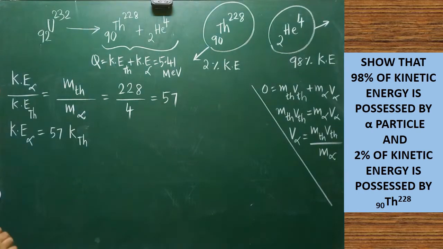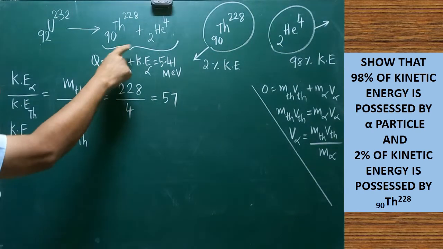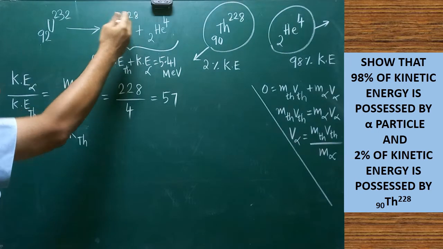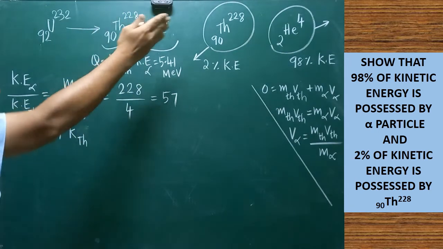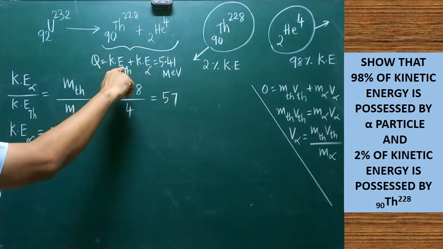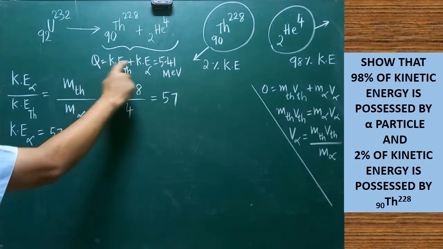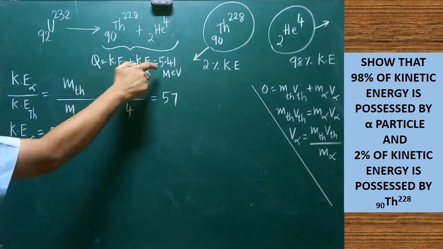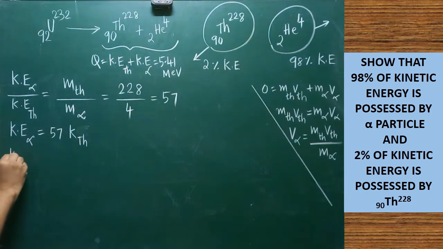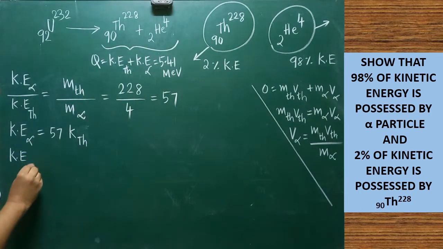Now, already I have written the disintegration energy which is released in the process, that is utilized for the kinetic energy of thorium and kinetic energy of alpha. That Q value was already calculated. So take this expression here, kinetic energy of which one?